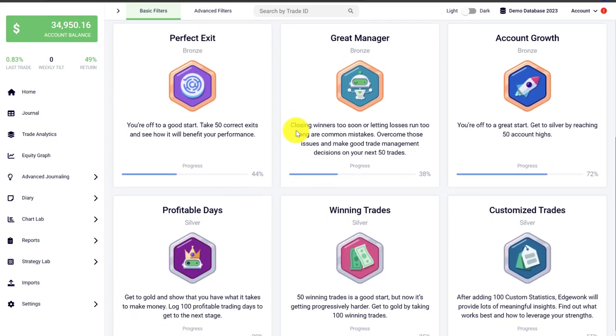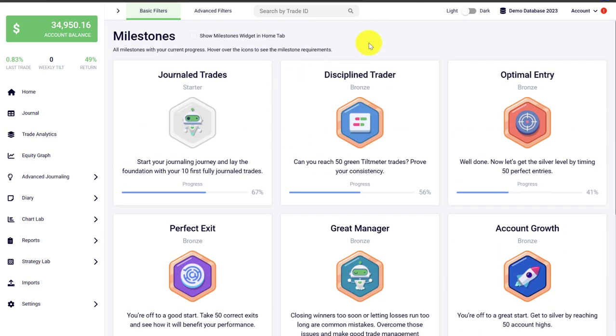In total, we have 9 different milestones in Edgewonk, and each milestone in Edgewonk focuses on a different but very important part of your trading performance, of your trading behavior, and also your journaling in general. The first thing that you will see is the milestone name. Then you will see the different milestone levels, which I will come back to in a moment.